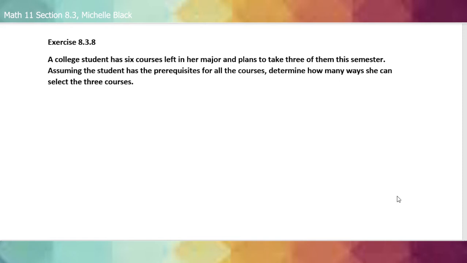Exercise 8. A college student has 6 courses left in her major and plans to take 3 of them this semester. Assuming the student has the prereqs for all of the courses, determine how many ways she can select the 3 courses. Try this one again on your own. Pause the video and then come back and check your work. And actually take the time to pause the video and just try. So try to apply what we just learned, and then we can check our work together.